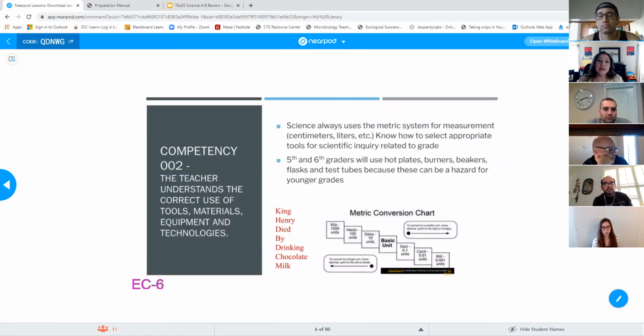So competency 2 is going to deal with the correct use of tools, materials, equipment, and technologies. So if you don't know the names of science tools, I would definitely look those up: beakers, flasks, graduated cylinders, balances, right? If you don't know what those tools are or what they're used to measure, you want to make sure that you look them up.